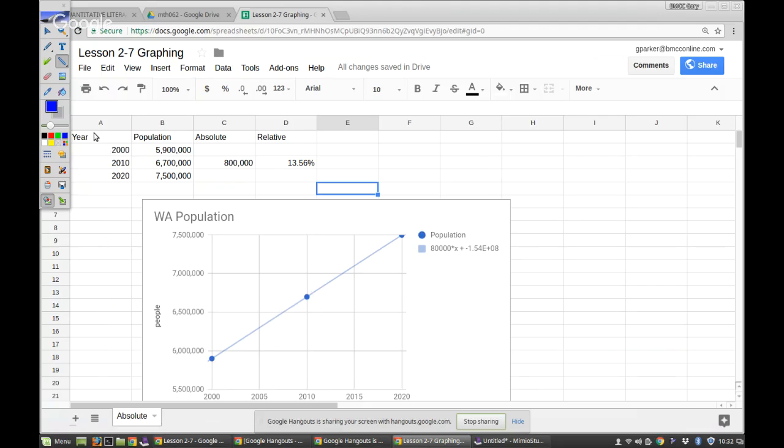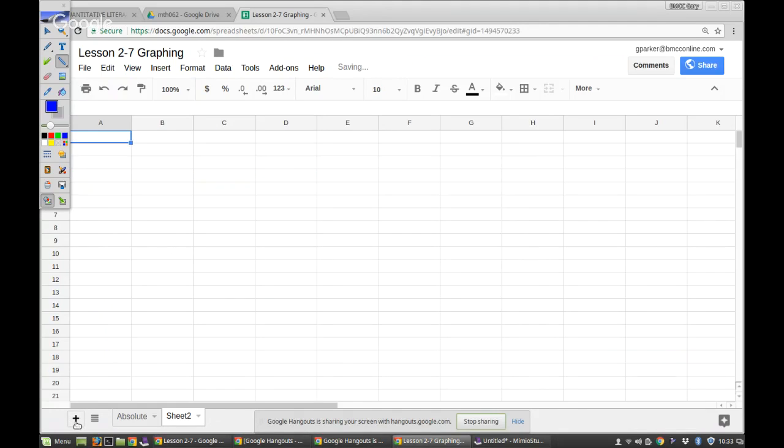So we're going to make a new tab. In that tab, we're going to copy some of this information. I'm going to highlight cells A1 through D3, and then I'm going to copy those. Control-C on the keyboard will copy those cells. Then at the bottom left of the screen, I'm going to make a new sheet, and in that new sheet, I'm going to press Control-V, V as in Victor, to paste that in there. This one's going to be called relative, because we're going to do relative change on this one. If you double click where it says sheet 2, you can rename it relative. Enter to fix it.